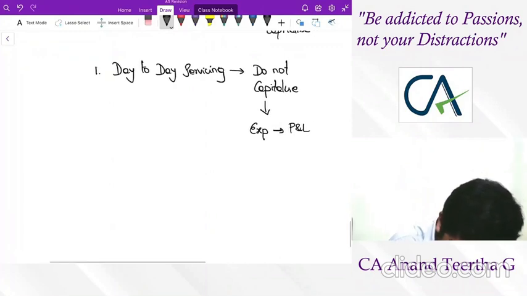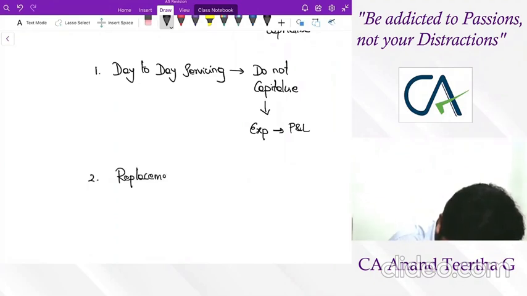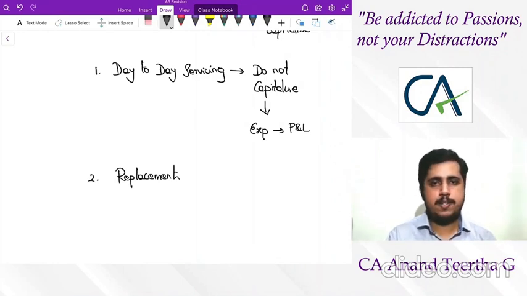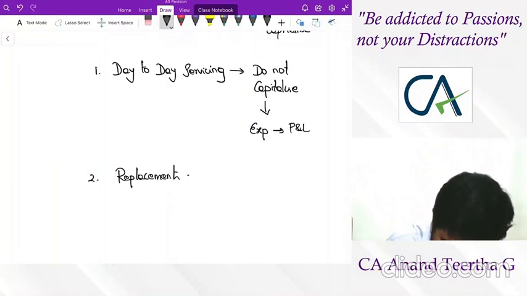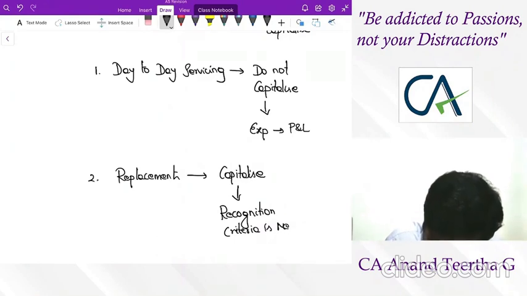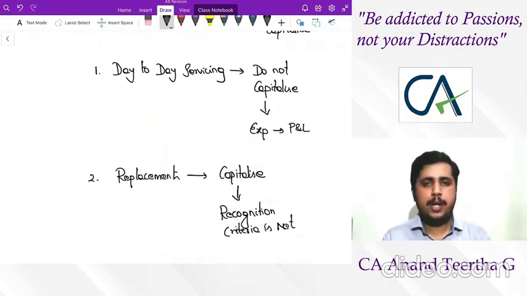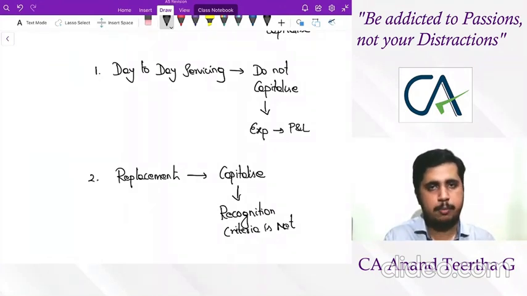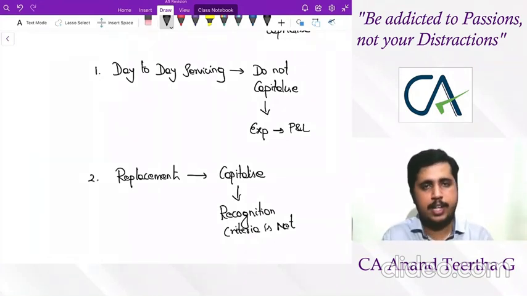The second one, if there are any replacements. Now, if there are any replacements, then you are allowed to capitalize, provided the recognition criteria is met. So if the replacement doesn't lead to future economic benefit, then do not capitalize. If it leads to it, then capitalize.